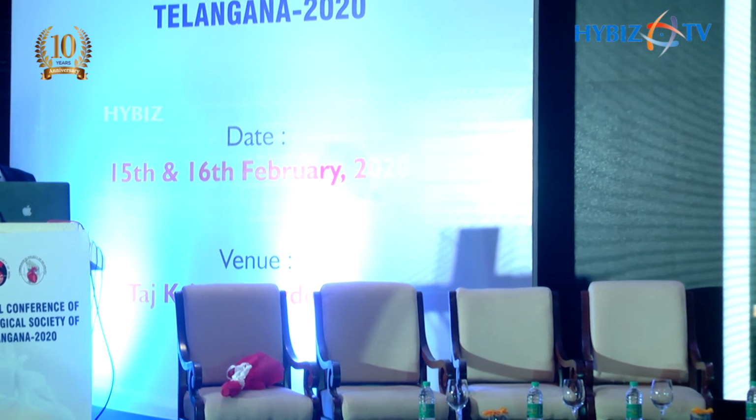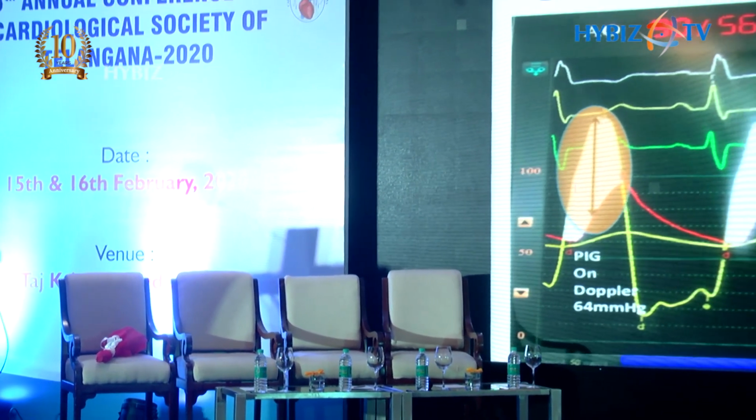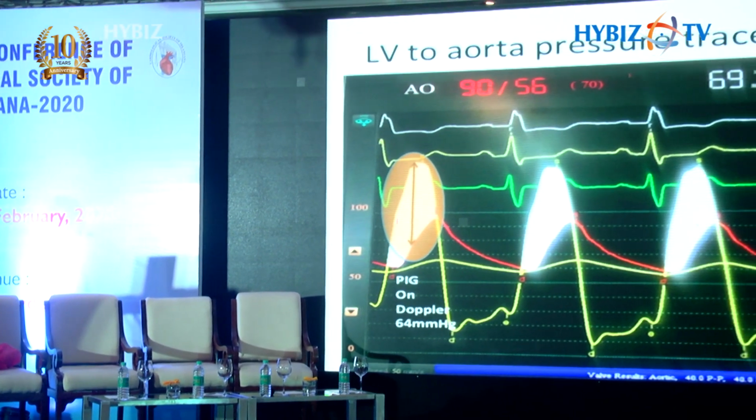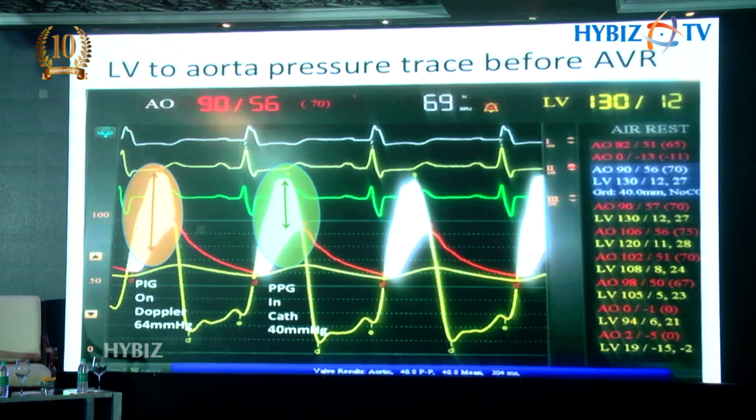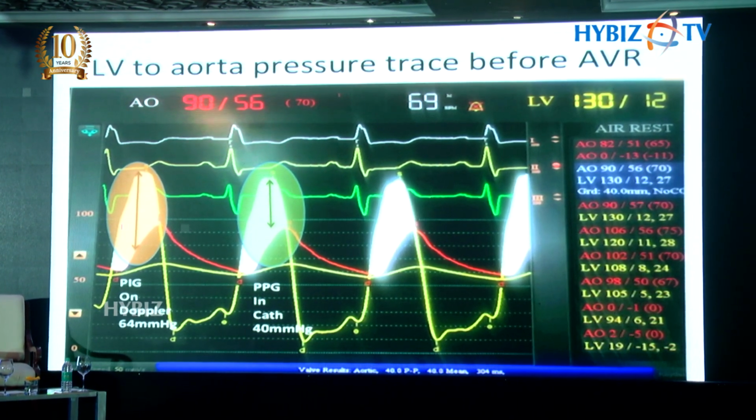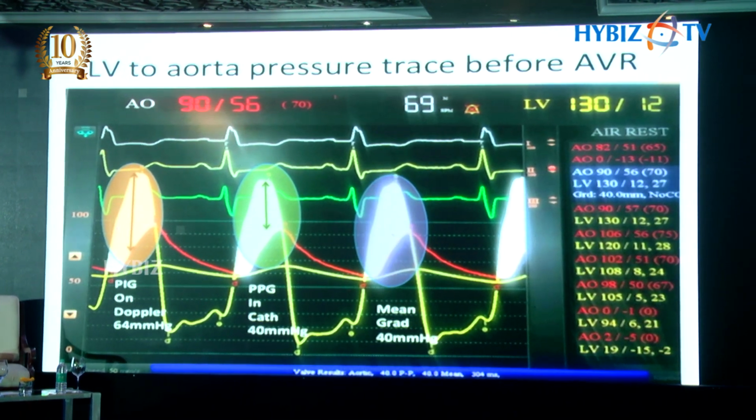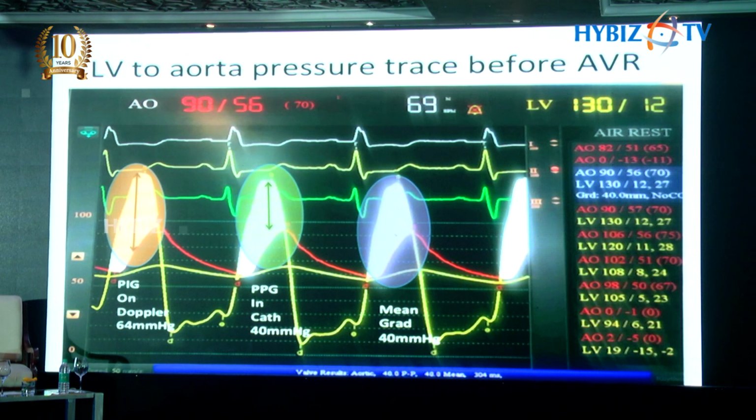And now comes the importance of the hemodynamics. When we simultaneously overlap a left ventricle and aortic tracing, we get a number which is the instantaneous gradient. At a particular point, what is the maximum gradient, which is measured on the Doppler. And this here is 64, almost matching the echo gradient of 64, warranting that to be severe. Then there is a peak-to-peak gradient that is often recorded in the cath lab, the peak of aortic pressures and the peak of LV pressures. And then the area under the curve is the mean gradient. So his gradient is 40 millimeters of mercury.